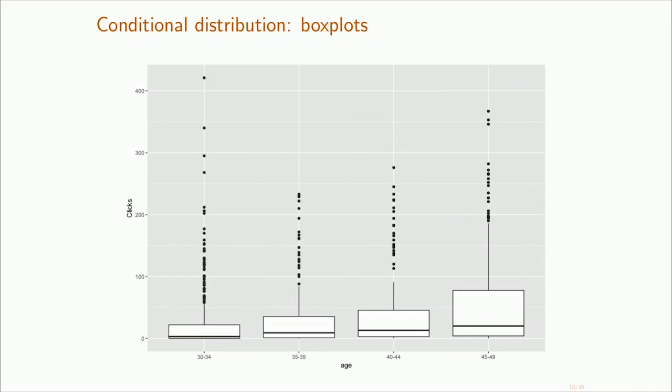What a box plot tells you is that the line at the bottom of the box is the 25th percentile. There's 25% of the observations that are below this and 75% that are above this. This is the 75th, right? So 25% above, 75% below, which means that in the box, what is the percentage of observations? 50% of the observations are within the box. The thick line in the middle is the median.